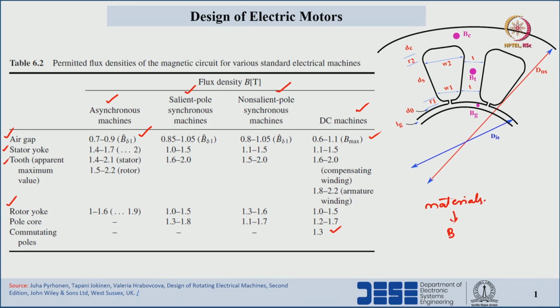Based on that, the maximum allowable value of the flux density with respect to the air gap, with respect to the teeth and with respect to the core, we have to select it, and there should not be any saturation. The saturation flux density should be higher than whatever values we are considering for the design.